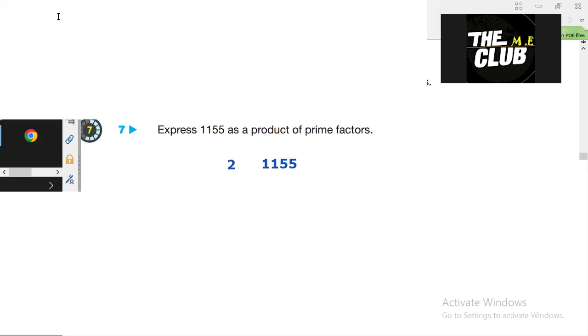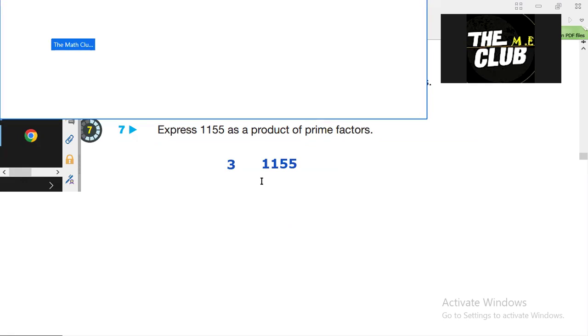So we change the number we're dividing by into 3, for example. The same idea, we're gonna check 1155 divided by 3. We can divide it by 3, it's gonna give us 385. So by dividing by 3, it will give me 385. Now I continue dividing 385 by 3. It gives me a decimal. It means I can't divide it by 3, so I'm going to go up with the prime numbers.